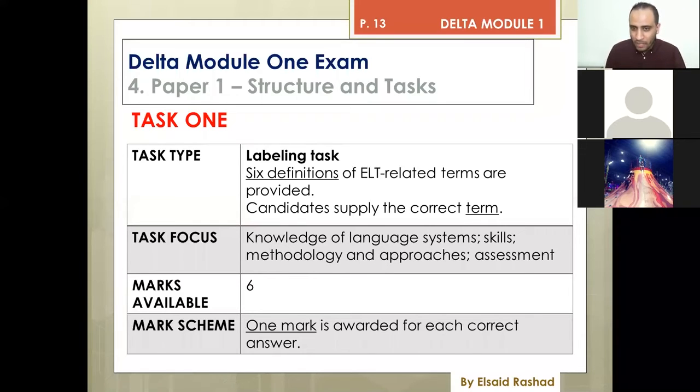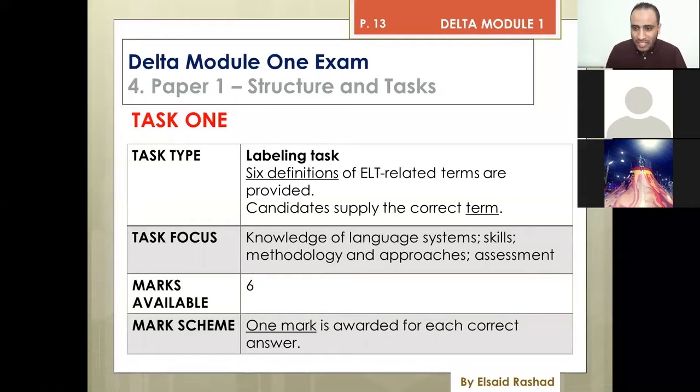In paper 1, task 1, the task is a labeling task. You are given 6 definitions, and you need to read the definitions and give the correct terminology for each one. All right? So how many terminology items should you memorize? More than 400 if you want to answer paper 1, task 1 and task 2 correctly. So you need to know terminology about the language systems, skills, methodology, approach, assessment, phonology, everything, okay?